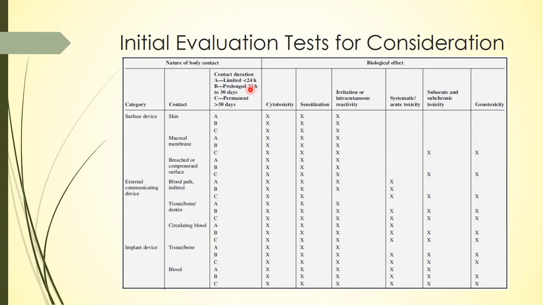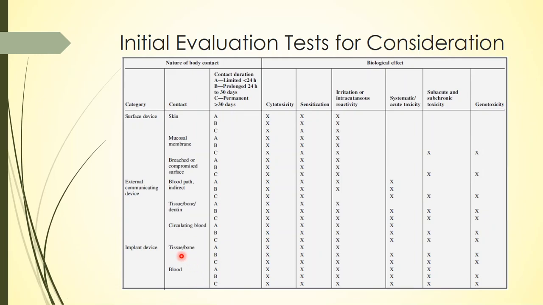It depends upon the intended use, which is what I meant earlier, right? If the manufacturer says that whatever external communicating device they are manufacturing is coming in contact with the tissue, bone, or dentin for less than 24 hours, then they can just do this. However, if they claim that it should be in contact with the tissue, bone, or dentin for less than 24 hours and then sell it to be used for a permanent implant, then they are in trouble, right?